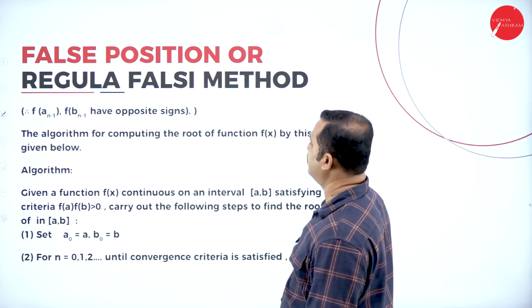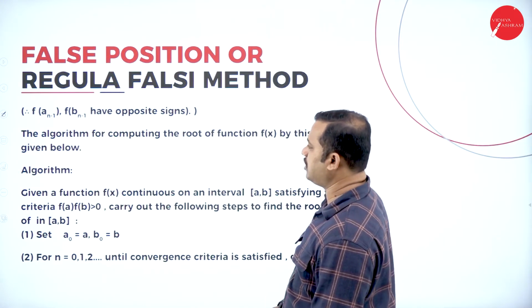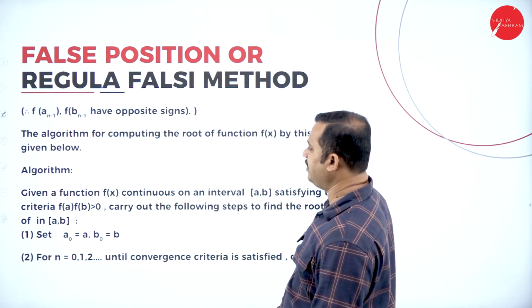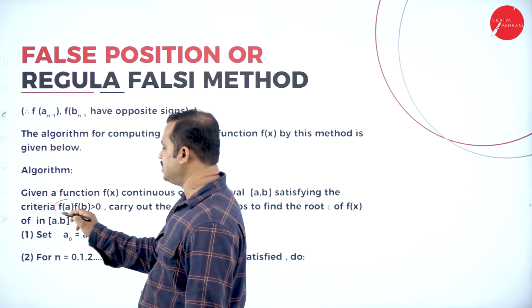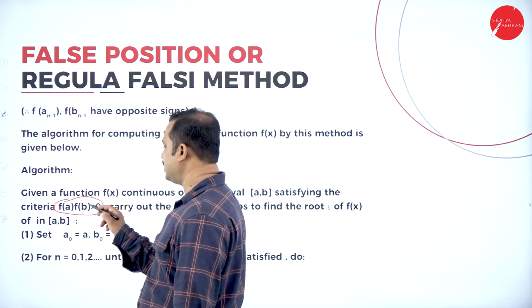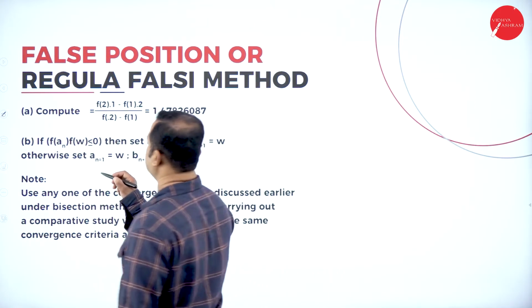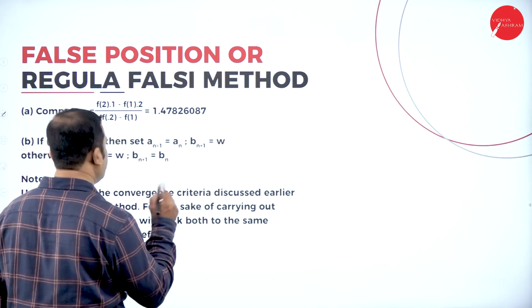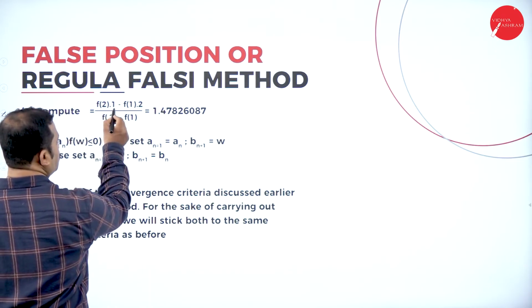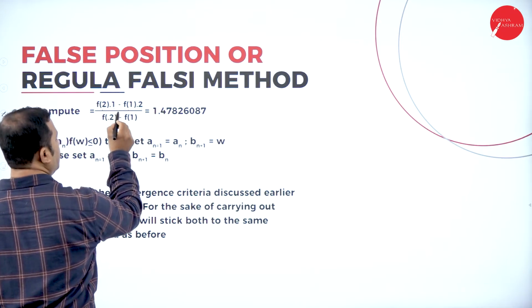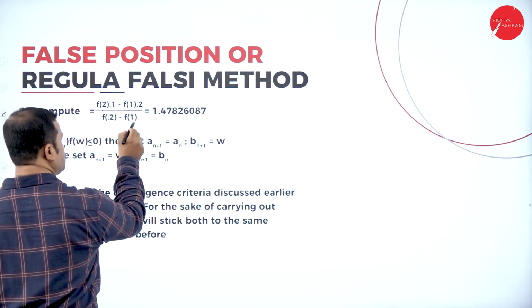So we have next the regula falsi method, or the method of false position. The false position again follows the same condition, that is f of a into f of b is greater than 0 or less than 0. If that is the case, we shall move on to this condition. What is the formula I am going to use? A into f of b minus b into f of a divided by f of b minus f of a.